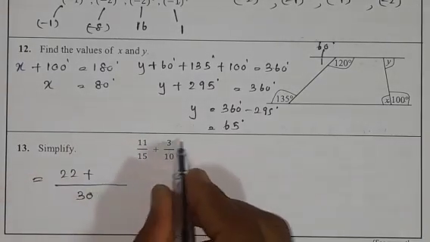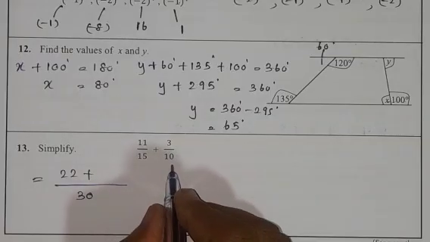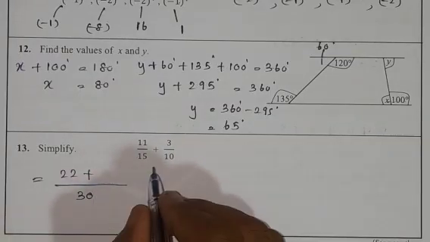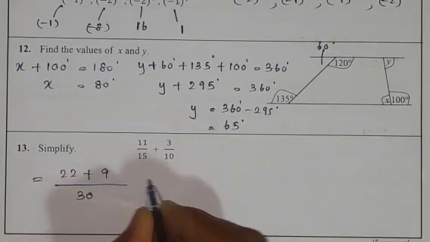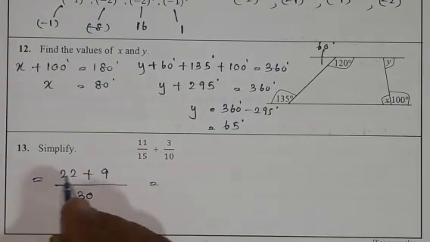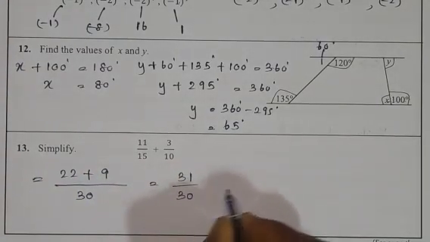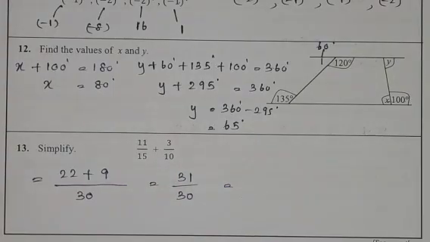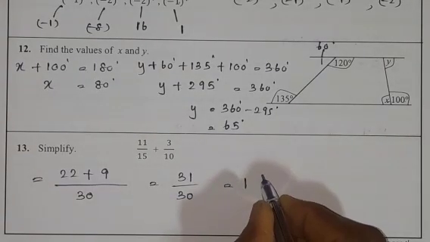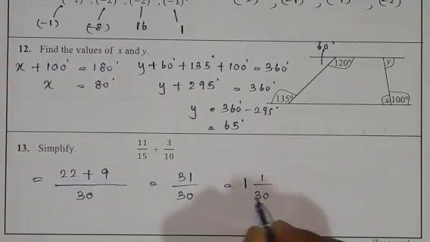Plus, then the second fraction should be multiplied by 3. 3 times 10, 30. 3 times 3 is 9. 22 plus 9 is 31. 31 over 30. Then this is an improper fraction. So we want to write it as a mixed number. Then 1 and 1 over 30. That is the last answer.